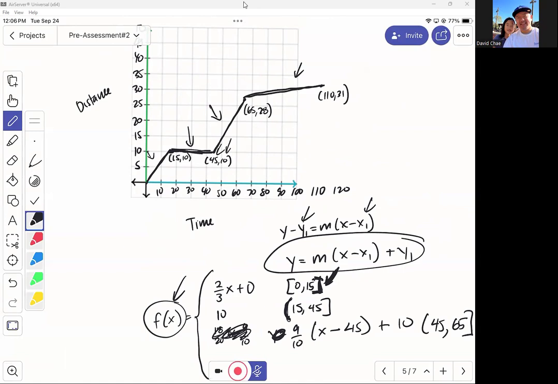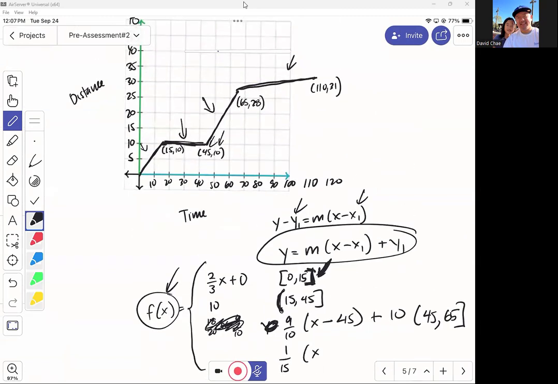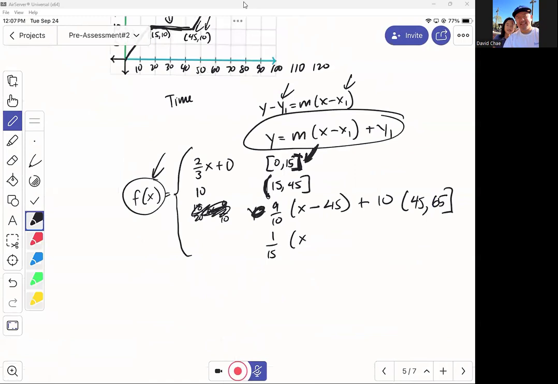All right. So what happens? 1 over 15, and then what? X. And then what's the point that we're dealing with? 65, 28. So how would I put that here? Minus 65 plus 28. What's our interval notation? 65 to what? 110. Are we good? All right, any questions on that?